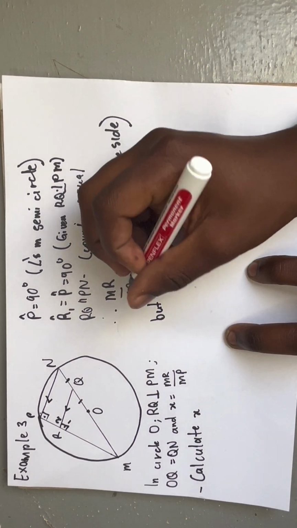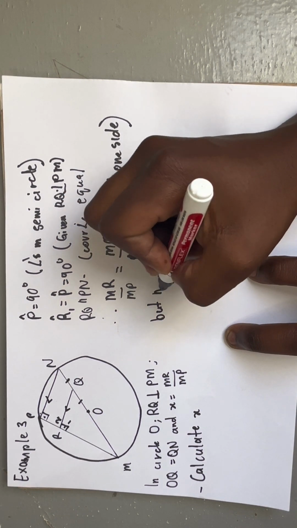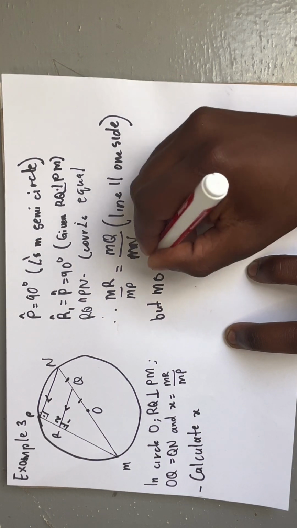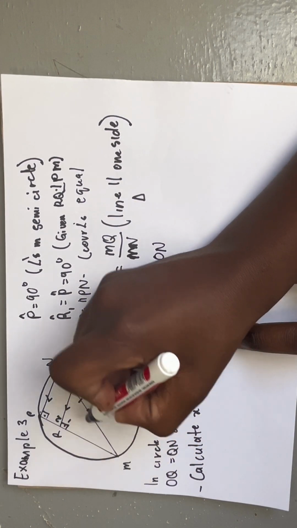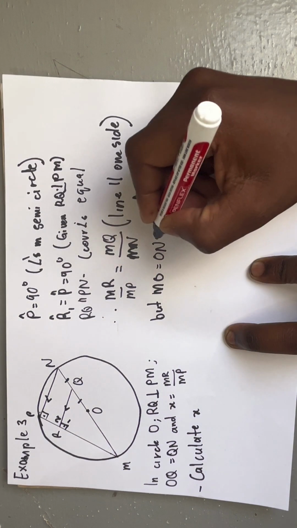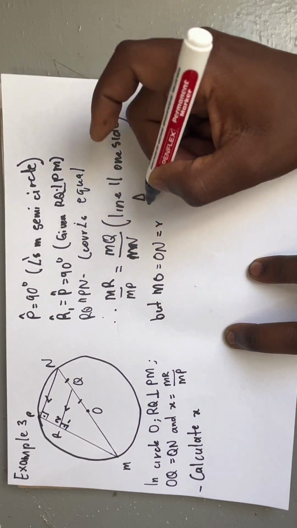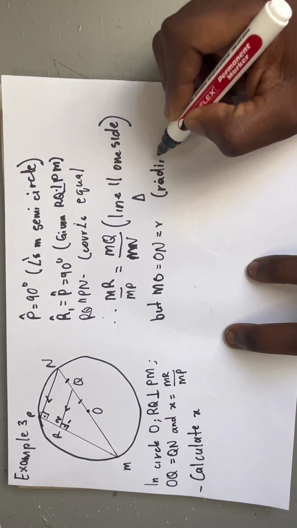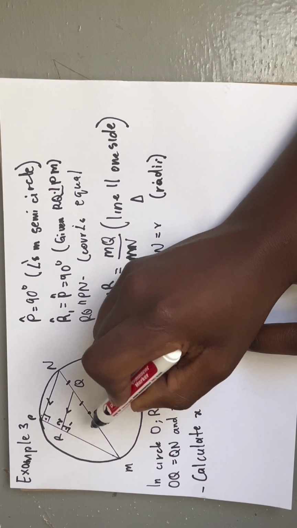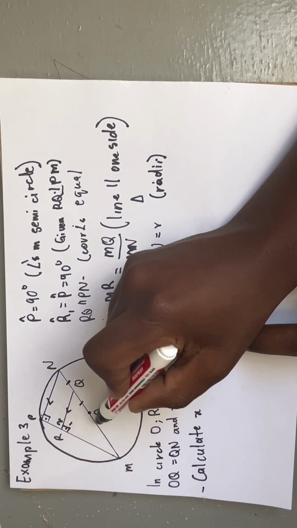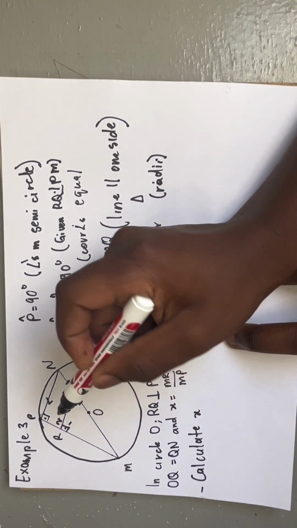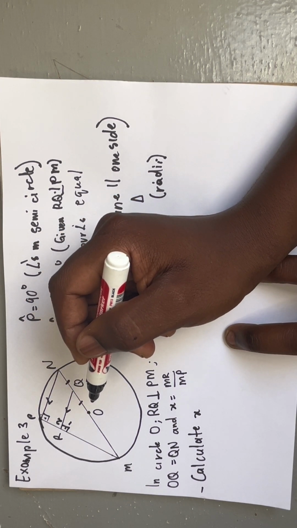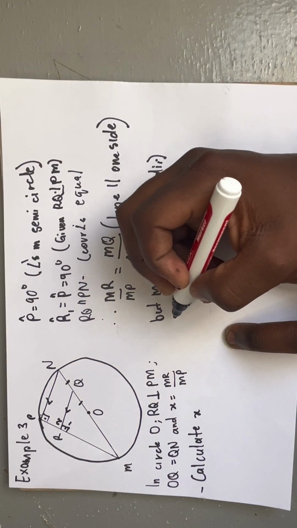Then you can say, but now from here, can you see that your line MO is going to be equal to your ON, because these are your radii, right? Because MO is your radius, and your ON is your radius, which means actually these two sides are equal.